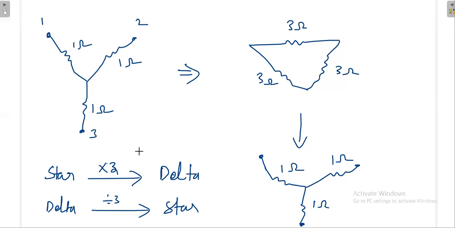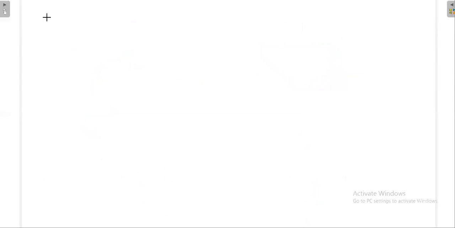Then next we'll see what the equivalent inductance is when the inductors are in series. What is the equivalent inductance? Inductors in series.